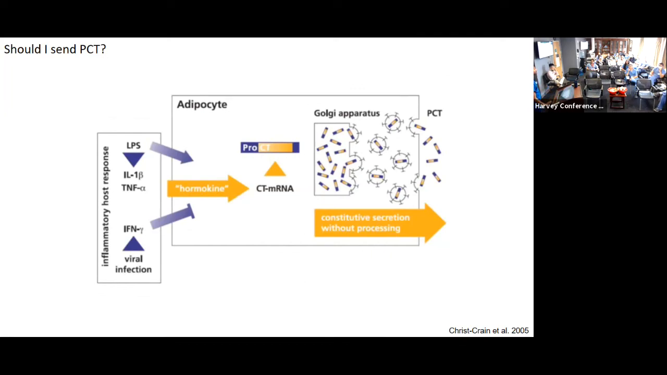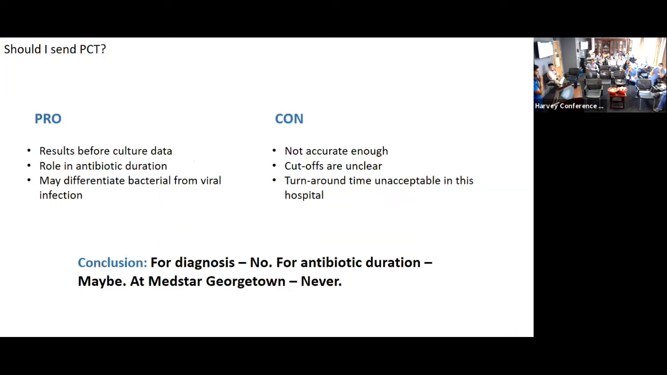It misses like 10% of people who have bacterial pneumonia. It misclassifies people with bacterial pneumonia, so it's just not quite accurate enough. Having said that, there is a role perhaps in antibiotic duration. So even though it's an odd sort of paradox, which is that although it's not great to diagnose pneumonia, if it is positive, you can follow it for when to stop your antibiotics.